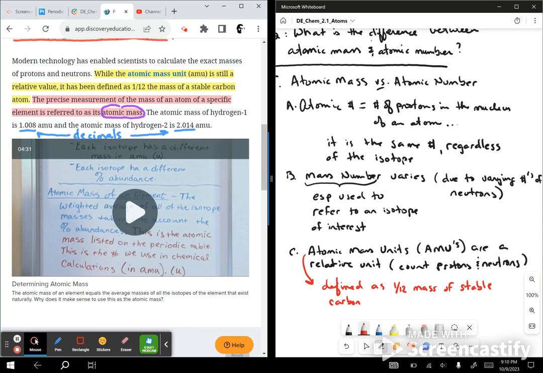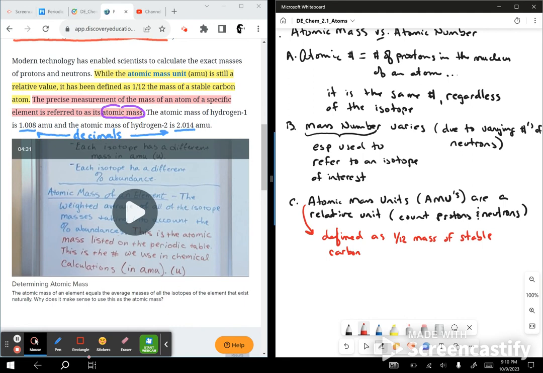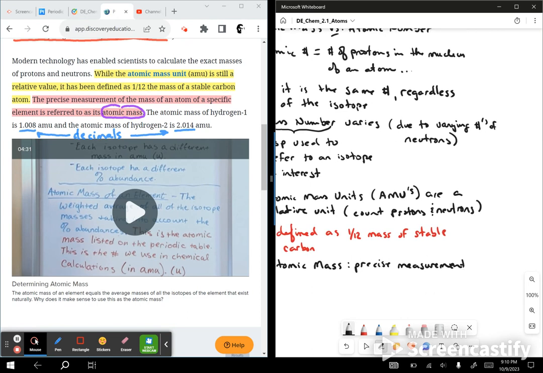So, atomic mass units, letter D, we have atomic mass. This is a precise measurement of the mass of an atom. Okay.